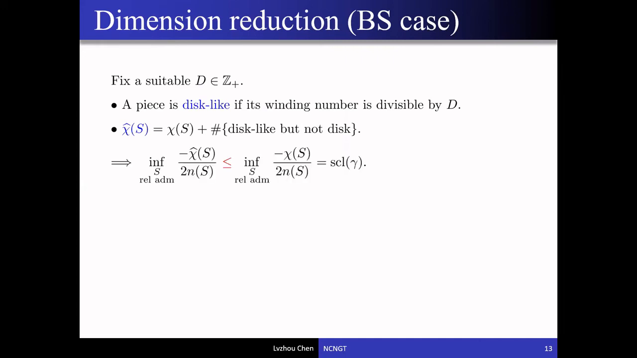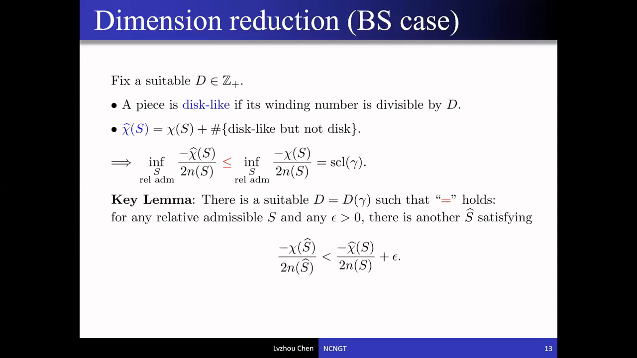Then this gives us a new notion of complexity, which is no more than the original one. Then taking the infimum over all relative admissible surfaces, what we get is something no more than the stable commutator length. And the key lemma is that there's a suitable choice of this integer d, depending on the loop and on the group, such that this inequality becomes equality.